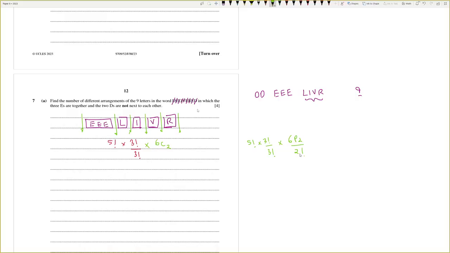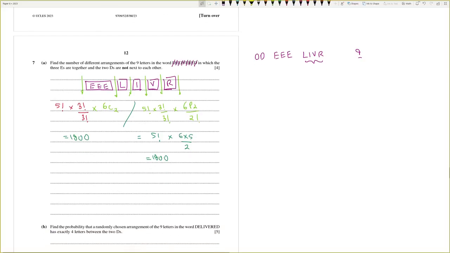Okay, so let's try doing this. This is the same method actually, this one and this. So 5 factorial times 6C2, that's 1800. This as well. This is what they showed in the mark scheme actually, the one on the right. 5 factorial into 6P2 divided by 2, 1800. They basically showed 5 factorial into 6 into 5 by 2, which is 1800. So this is the arrangement method. Okay, you can do it this way.